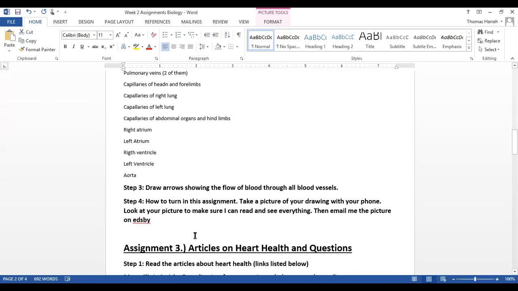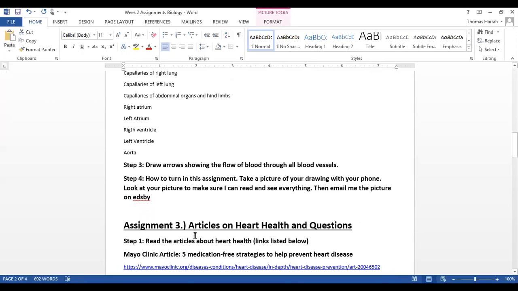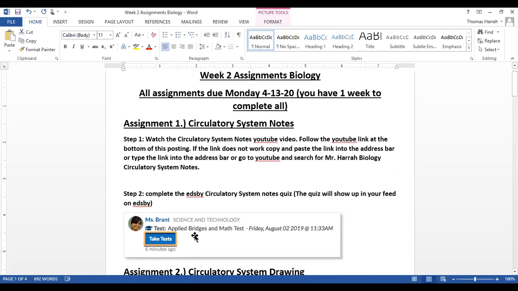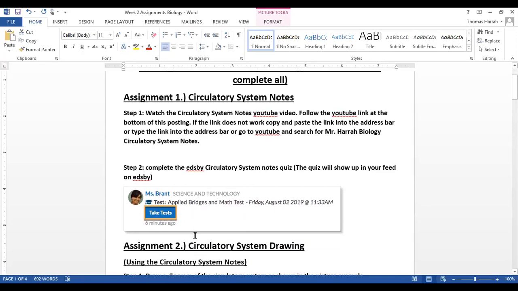All right, so step 4, how to turn in this assignment. Take a picture of your drawing with your phone. Make sure you look at the picture and make sure I can see that everything is labeled correctly. Make sure I can see all your arrows for how the blood flows, and then email me that picture on EdsB.